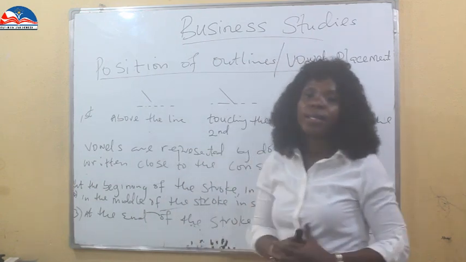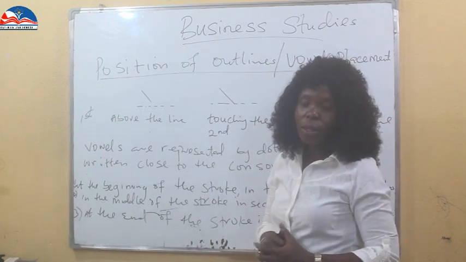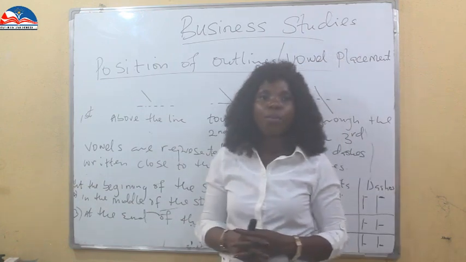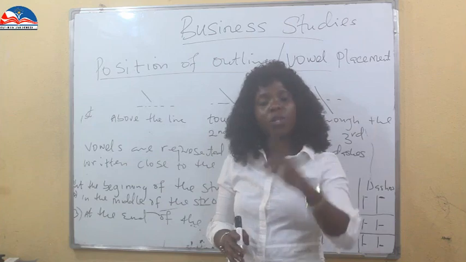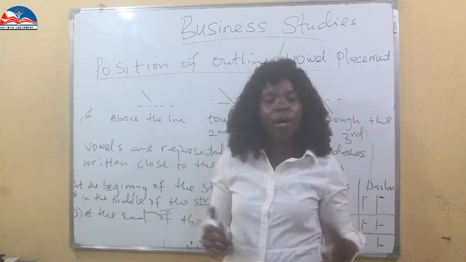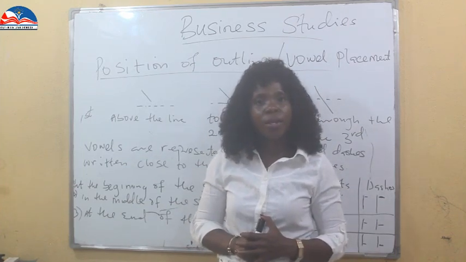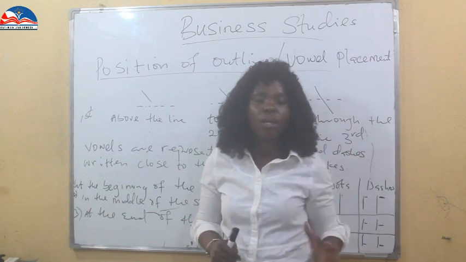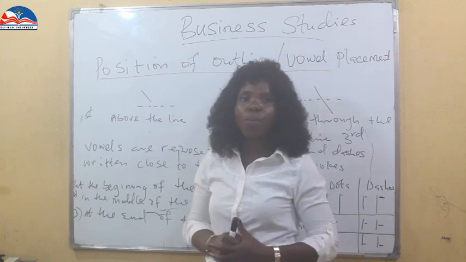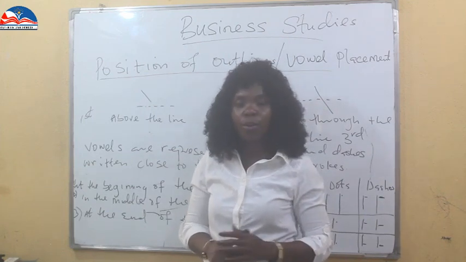So let's look at outline positioning. I told you that outlines are positioned in 3 ways: the first place, the second place, and the third place. And how are they positioned in those 3 areas? We'll have one written above the line, on the line, and through the line. Now let's go to the board and see what I'm talking about.